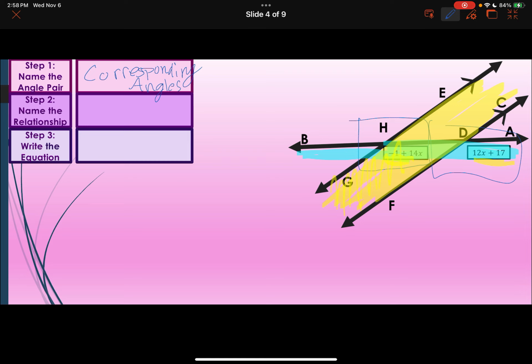So then we need to name the relationship. Are these congruent or are they supplementary? Well, if we look at the poster, the corresponding is at the top of the second poster, which is the congruent poster. Congruent. Then we just need to write the equation. When they're congruent, we put an equal sign, and then it's the two expressions equal. So now we just plug it in. We just write it out: negative 1 plus 14x, equals 12x plus 17.